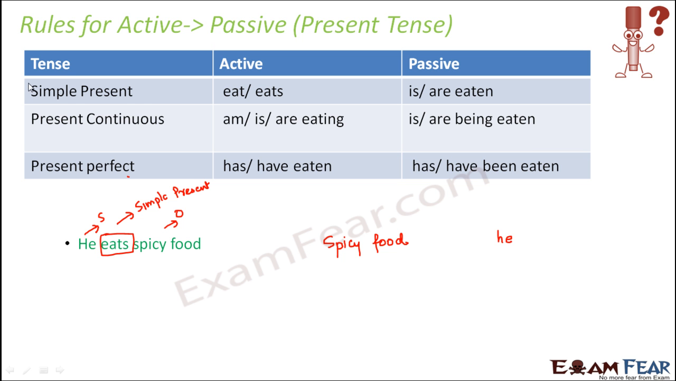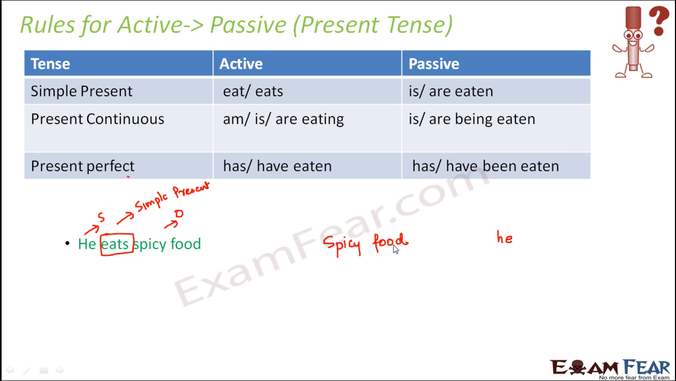So whenever the tense is in simple present, if in active voice you have eats or eat, now with he it will be eats, but had it been they, so it would have been eat. So they eat spicy food. He eats spicy food, right? So how do you convert that eat? So this eats in the passive voice becomes is eaten or are eaten.